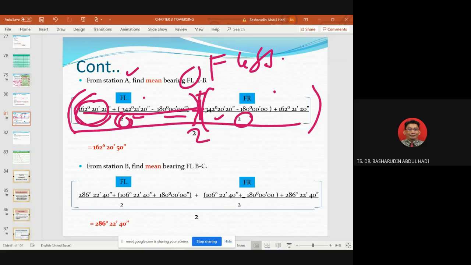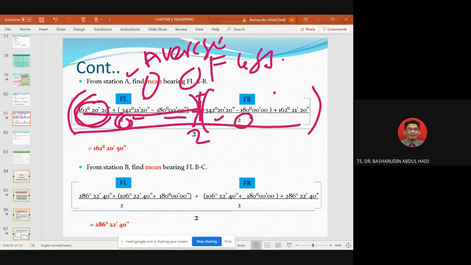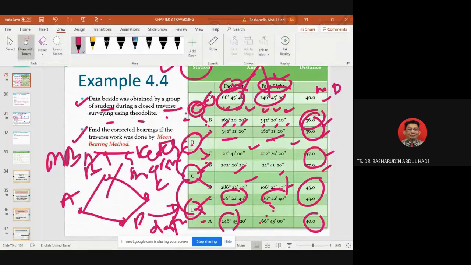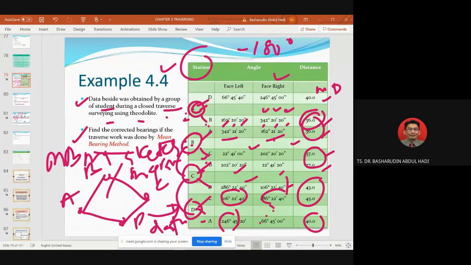Mean means that normally we give a middle value of 2 readings, or 3 readings, or 4 readings. We make it an average actually. So you are doing the average of the number of samples or the number of readings. So you get 162 degree 20 minute 50 second. And if you go back to slide 79, the readings we get from here. All the readings we get from here, for example, this one.